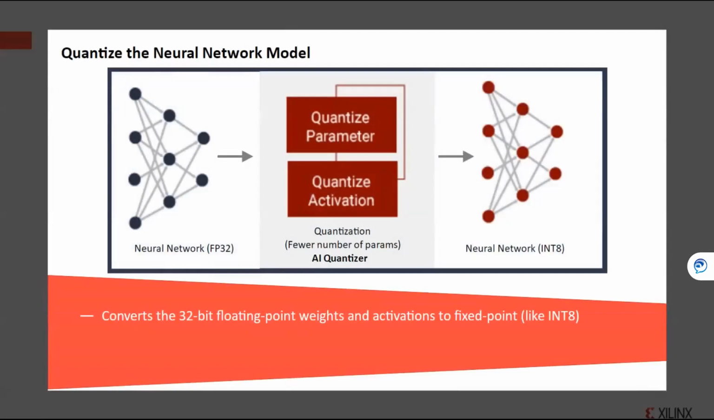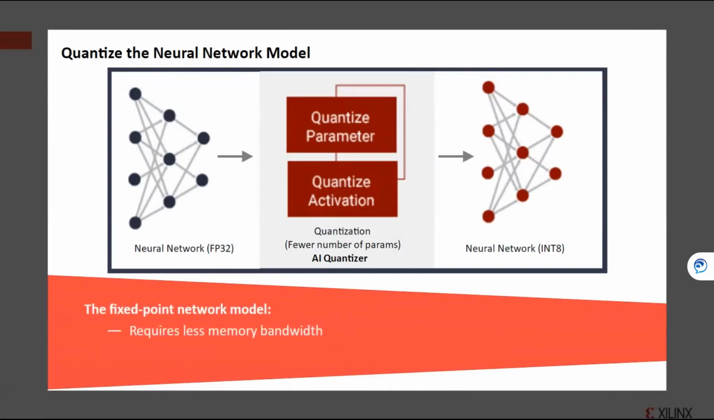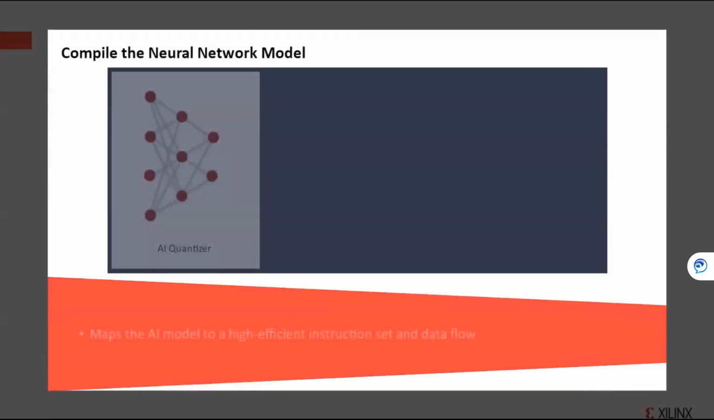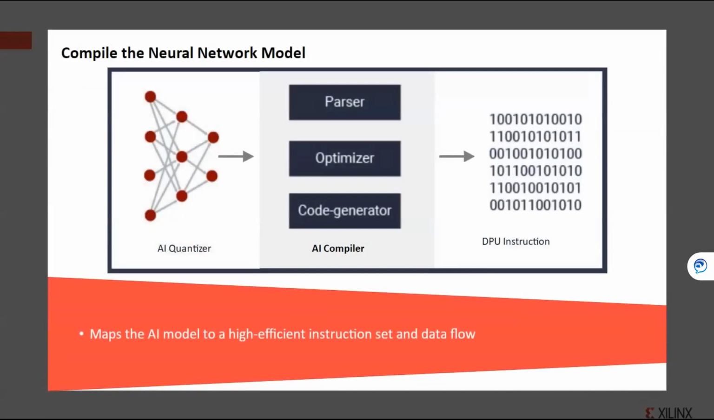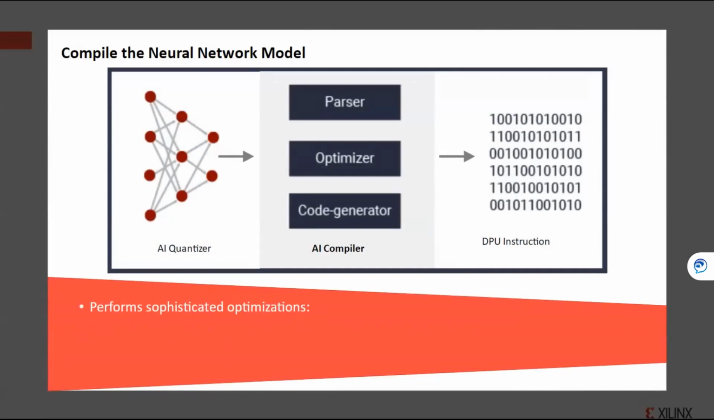By converting the 32-bit floating point weights and activations to fixed point, like int8, the Vitis AI Quantizer can reduce the computing complexity without losing prediction accuracy. The fixed-point network model requires less memory bandwidth, thus providing faster speed and higher power efficiency than the floating-point. The compiler maps the AI model to a high-efficiency instruction set and data flow. It also performs sophisticated optimizations such as layer fusion, instruction scheduling, and reuses on-chip memory as much as possible.